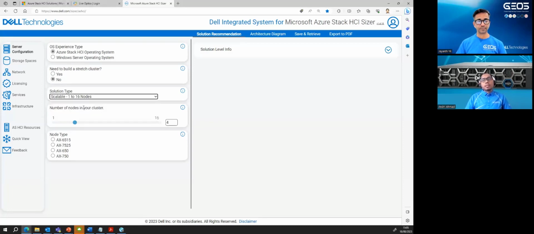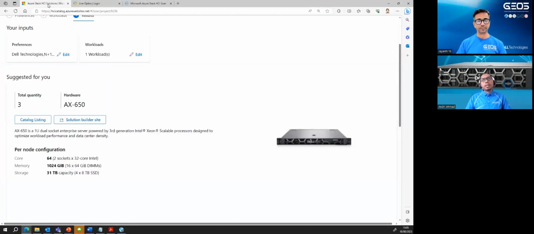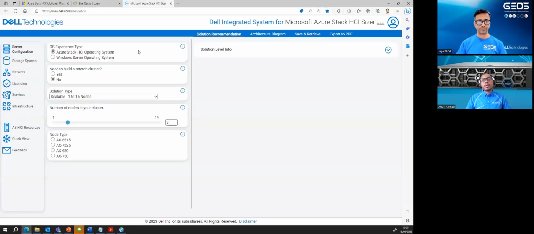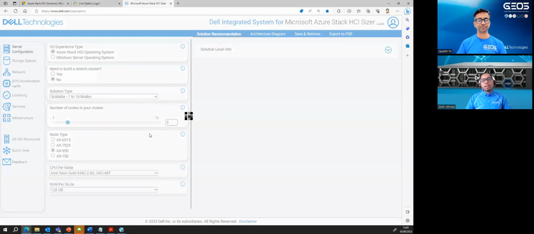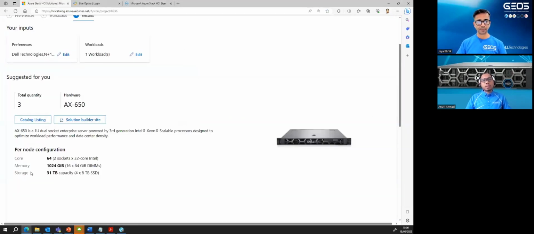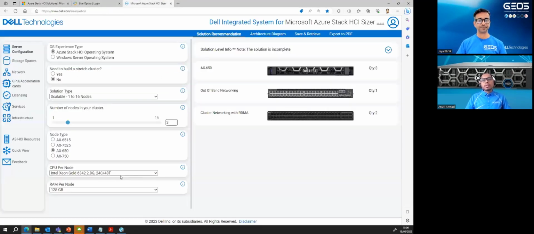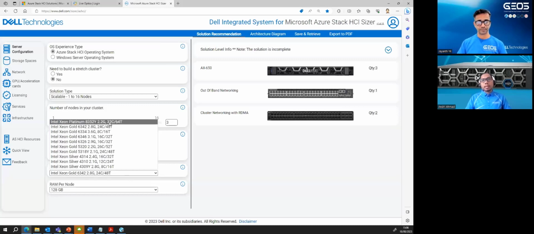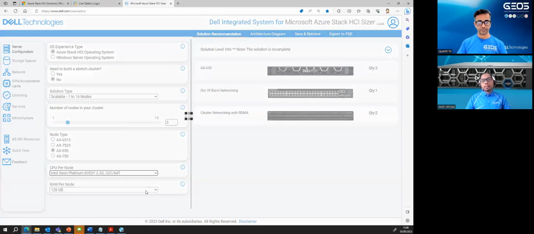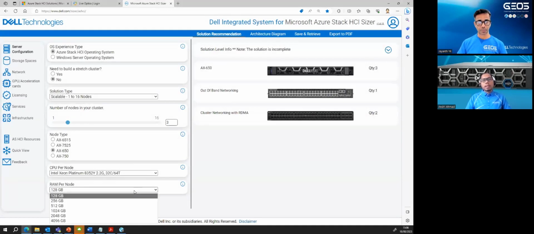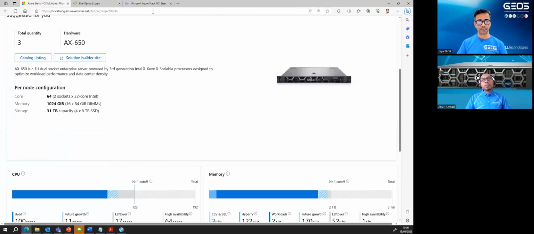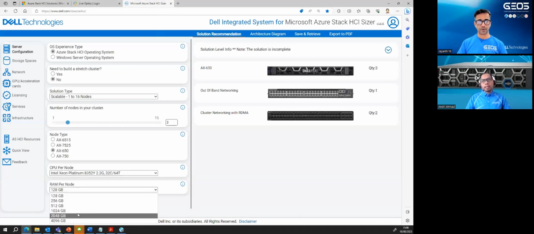So for now, I just choose scalable, and then I will align with the one recommended from Microsoft, right? So three nodes AX650. Okay. Right, and then I will also adjust the CPU and the memory. So the CPU will be 32 core, right? So we have this type of CPU with 32 cores, and also we have 1 TB of RAM, right?